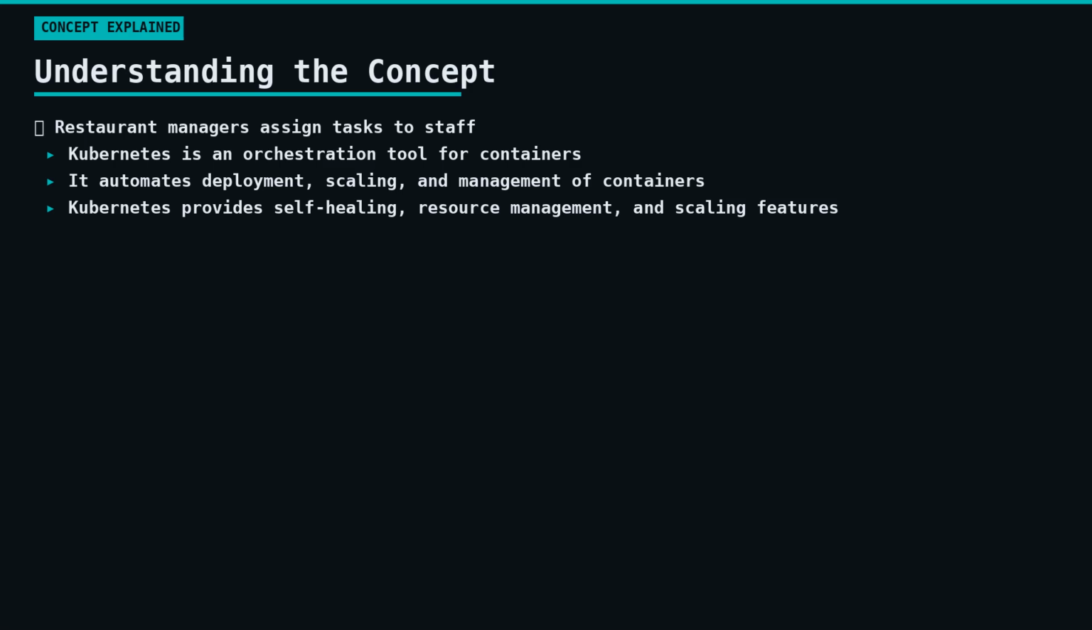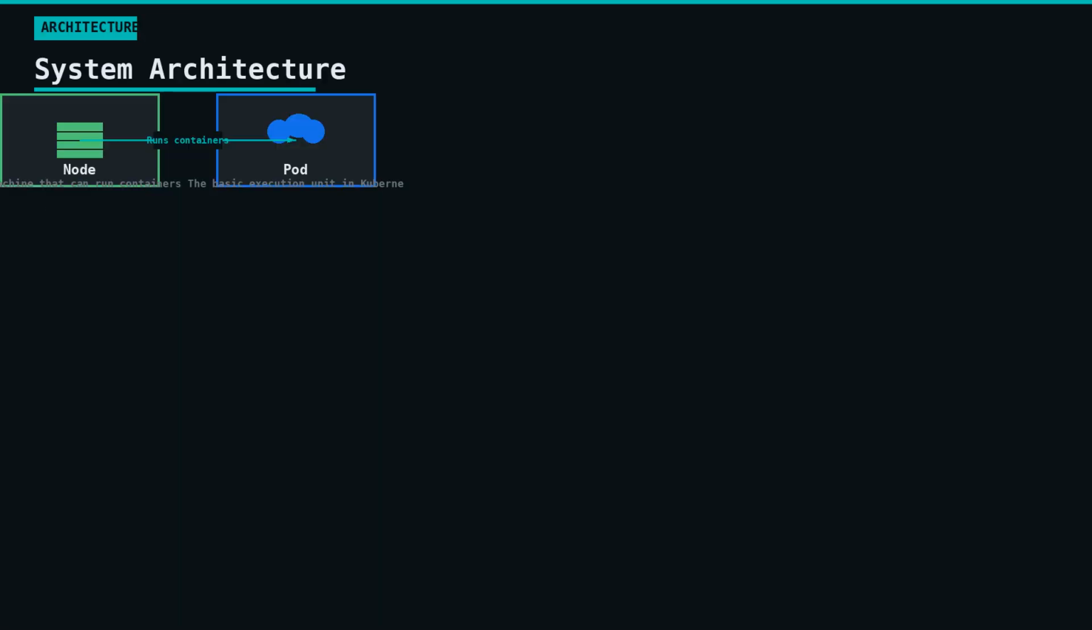Kubernetes provides a robust framework for deploying and managing containerized applications. It offers features like self-healing, resource management, and scaling, making it an ideal choice for managing complex applications. With Kubernetes, you can ensure that your application is always available, scalable, and secure. Now, let's take a look at the architecture diagram.